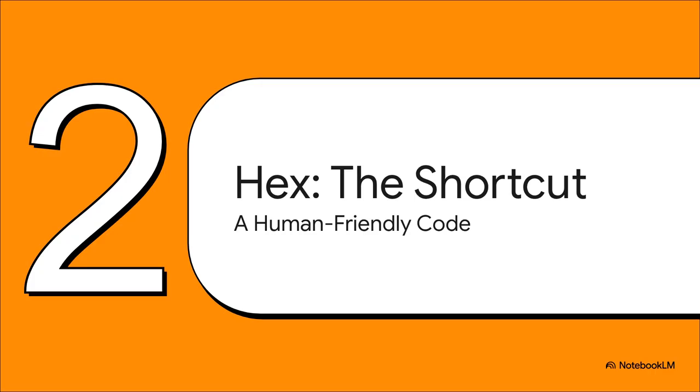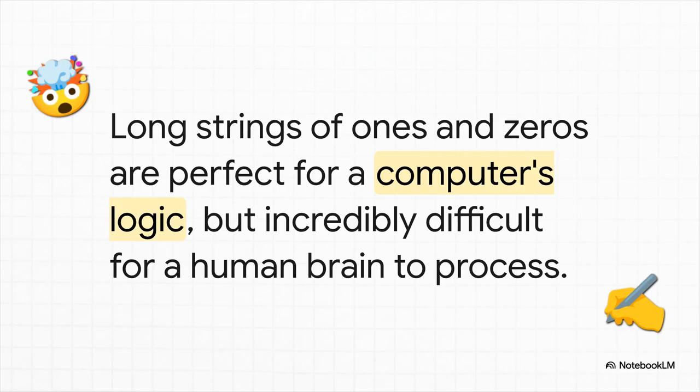So how do we bridge that gap? Well, programmers and designers have this really elegant shortcut, one that you've probably seen a million times without even realizing it. And here's the problem in a nutshell. While those long strings of ones and zeros are perfect for a computer's logic, they're incredibly difficult for our brains to process. It's just a wall of numbers. It's so easy to make a mistake, and almost impossible to spot one. We needed a better way.